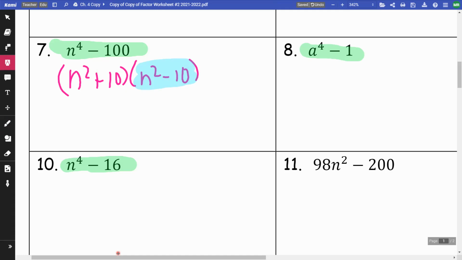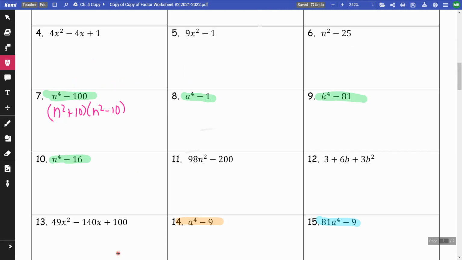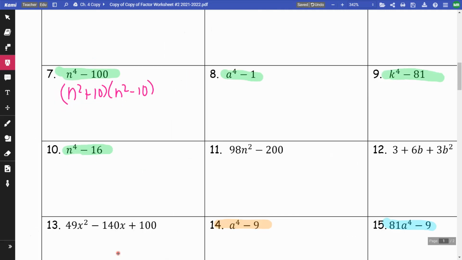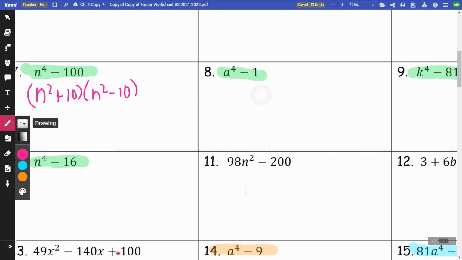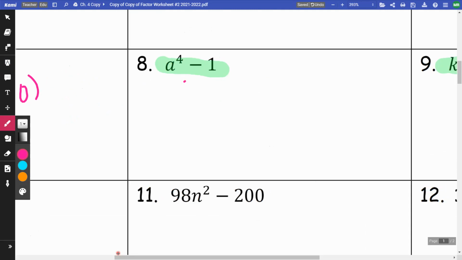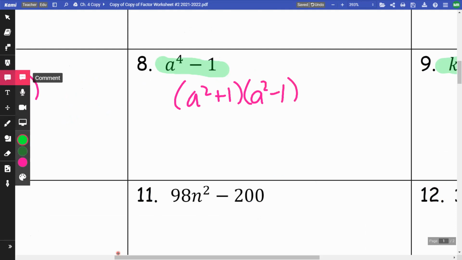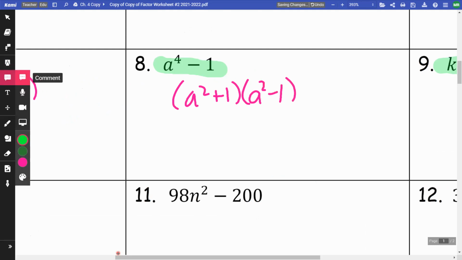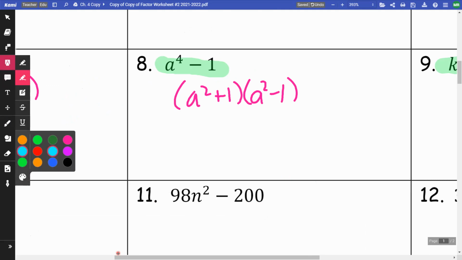But I would want to look at it when I have an n to the 4th and I break it down and I get an n squared and n squared. Maybe I can take it further. So that one I can't. 8, 9, and 10 I can. So on this one here, this would be an a squared plus 1, which I cannot factor further. A squared minus 1, I can. This is a difference of 2 squares.